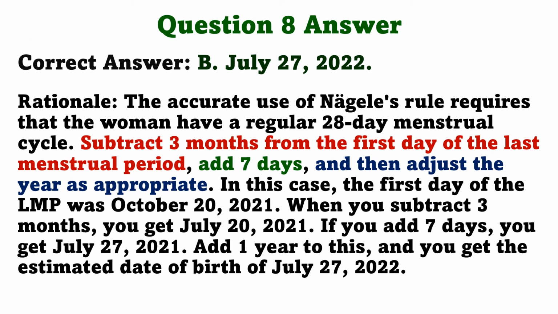July 27, 2022. Rationale: the accurate use of Nagel's rule requires that the woman have a regular 28-day menstrual cycle. Subtract 3 months from the first day of the last menstrual period, add 7 days, and then adjust the year as appropriate. In this case, the first day of the LMP was October 20, 2021. When you subtract 3 months, you get July 20, 2021. If you add 7 days, you get July 27, 2021. Add 1 year to this, and you get the estimated date of birth of July 27, 2022.